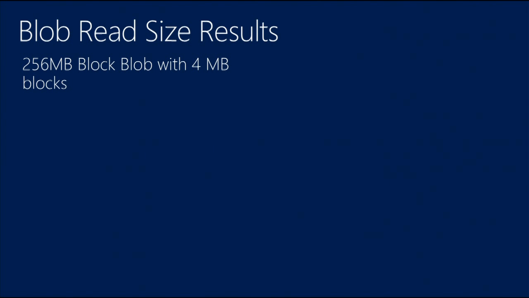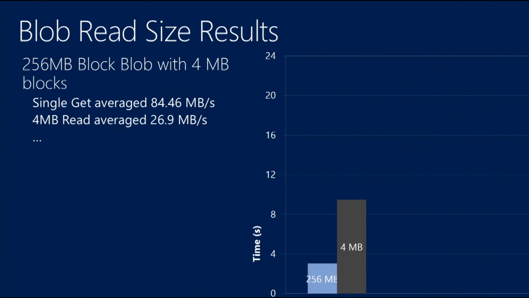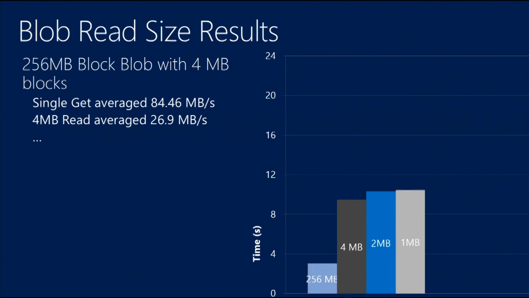So here's a quick experiment about this. We have a 256 megabyte blob that was uploaded with a 4 megabyte block size. So I'm going to start downloading this in very different ranges. The first one is a single get. In this case, I averaged about 85 megabytes a second.